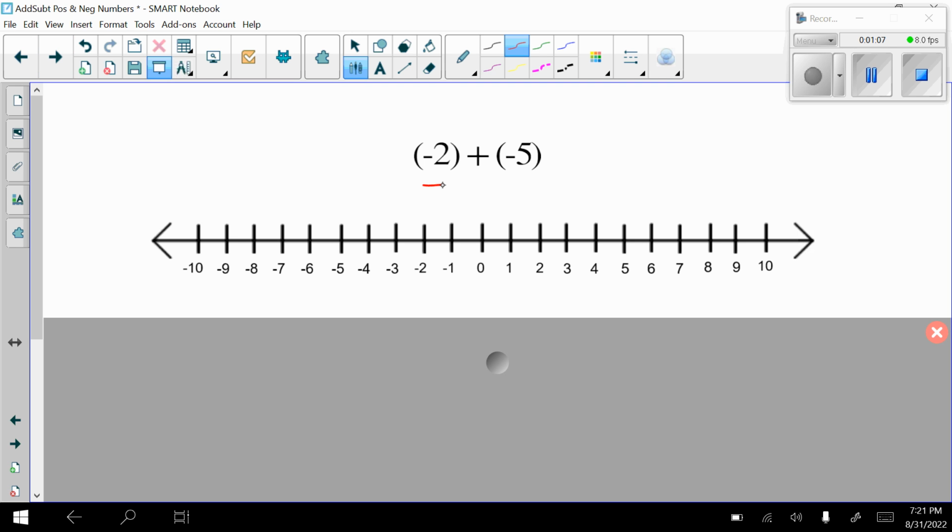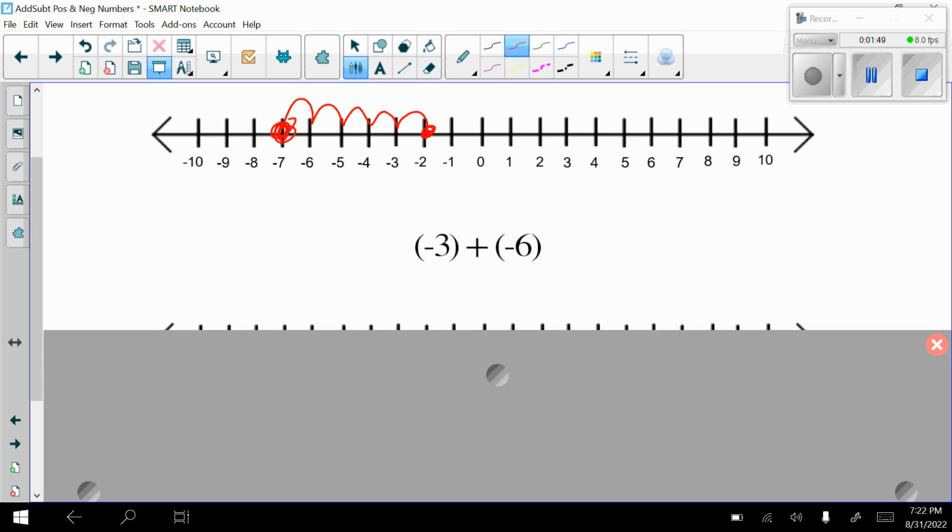This is negative 2 plus negative 5, and I got my number line right here. So I'm going to start at negative 2. That's where I begin. And remember, adding a negative number is really just the same thing as subtracting. So if I'm adding negative 5, that really means I'm subtracting 5, which means I need to go to the left, go down the number line 5 places. 1, 2, 3, 4, 5. So that gives me a negative 7. So this, negative 2 plus negative 5, is negative 7. Okay, so all I did was subtract 5 from where I started at negative 2.